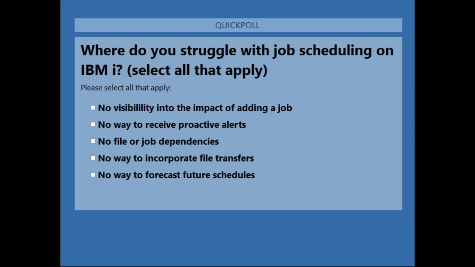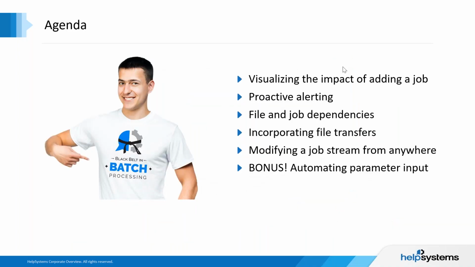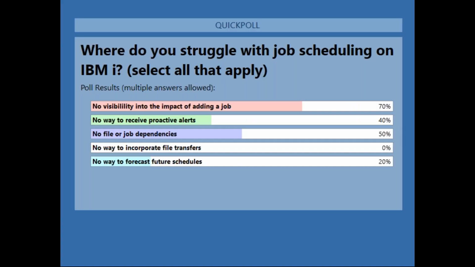Okay, we'll give you another 10 seconds or so to answer this question. It looks like what's coming out on top is no visibility into the impact of adding a job, no way to receive proactive alerts, no file or job dependencies. That's a big one. All right, I'm going to close the poll and we'll share the results.